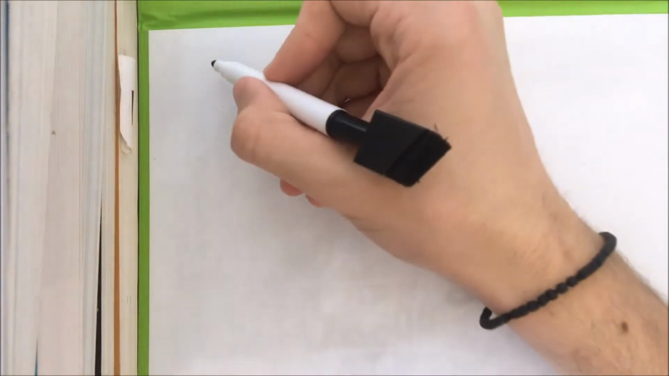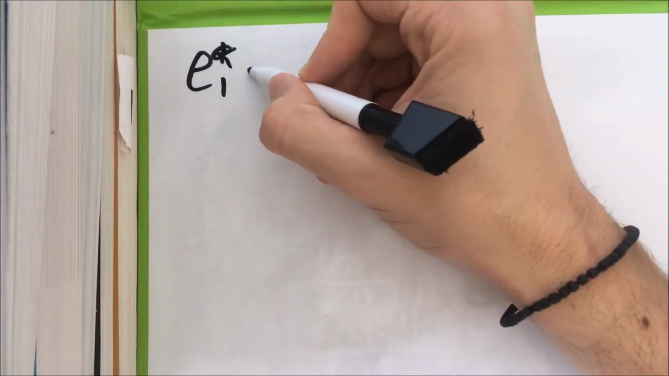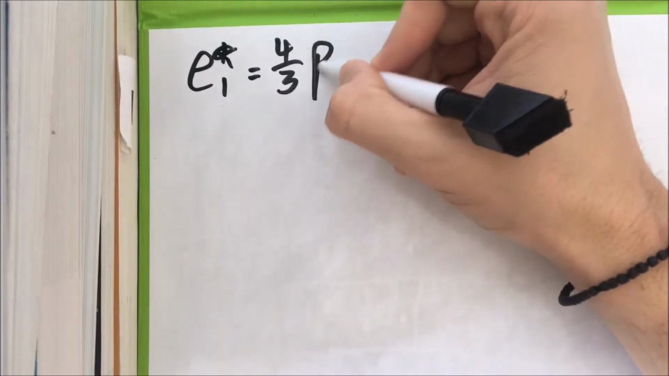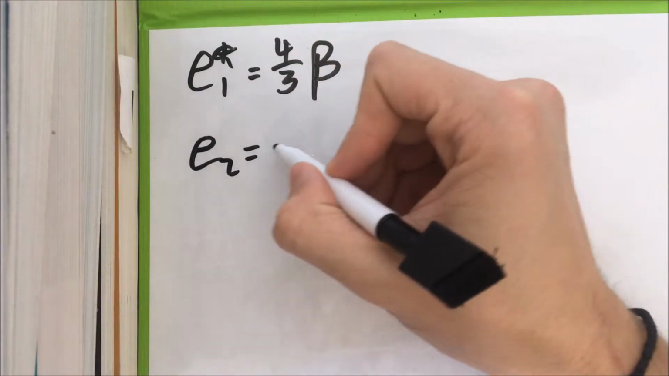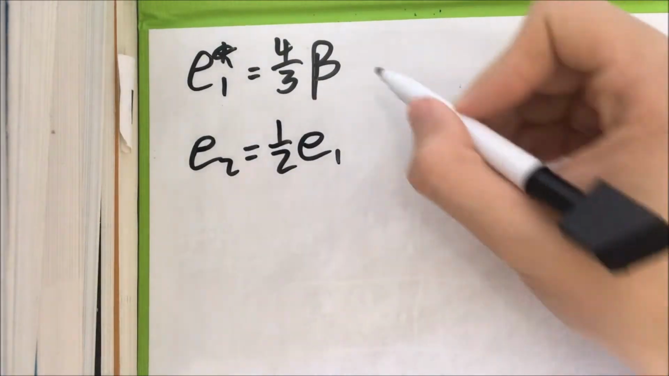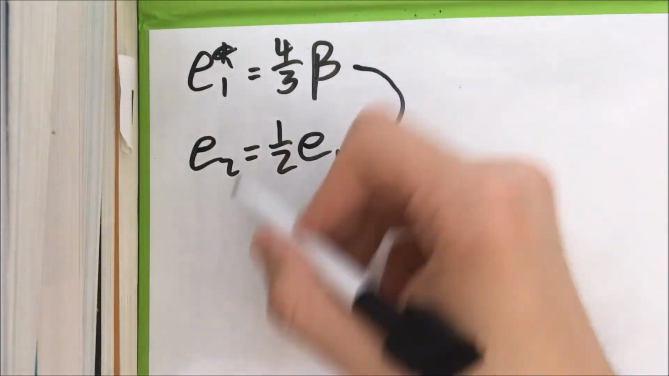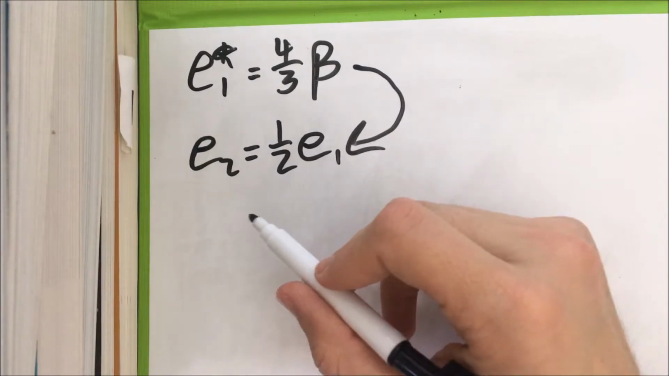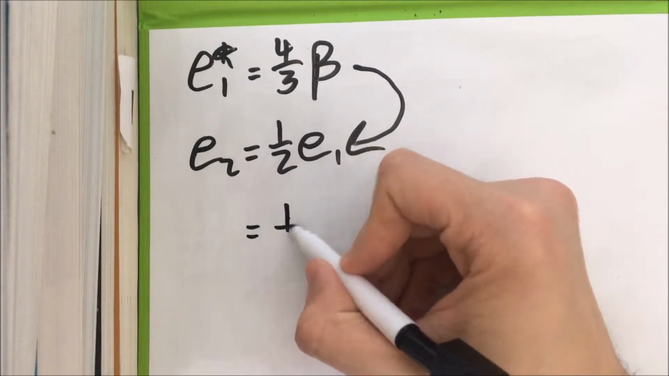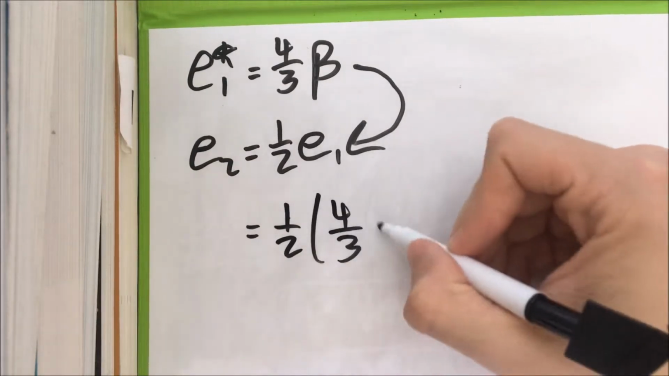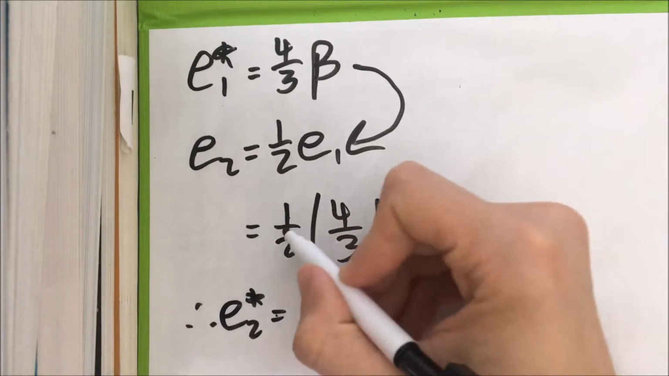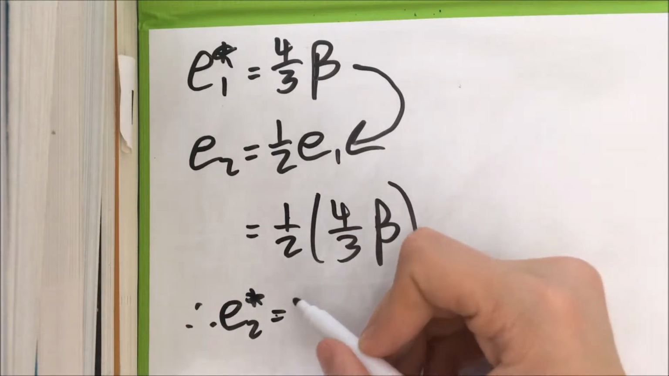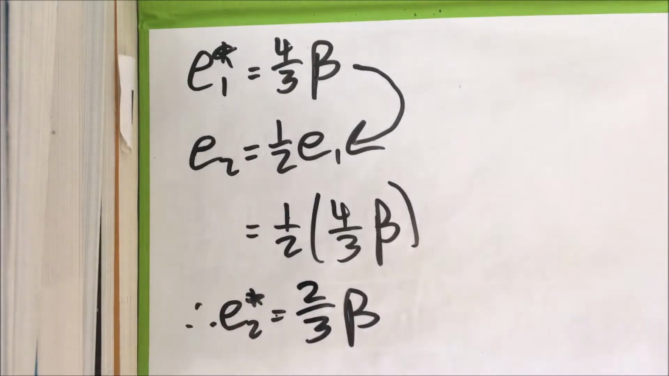So we're back with a clear whiteboard. What we know is that E1 star equals 4/3 beta. So this is the optimum level of effort that the agent can put into task 1. And we also knew that E2 was equal to half E1. So we're going to sub this in here to find the optimum level of effort that should be put into E2. And we're going to find that E2 equals half times 4/3 beta. Therefore, E2 star equals 4 on 3 over 2, which is 2/3 beta.